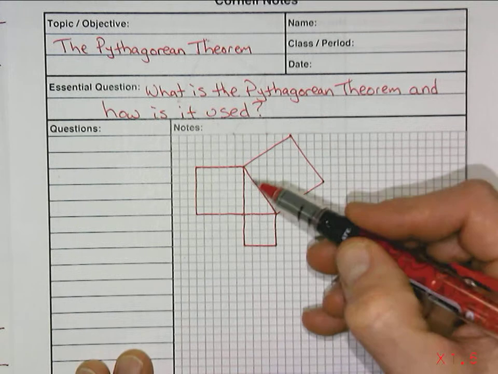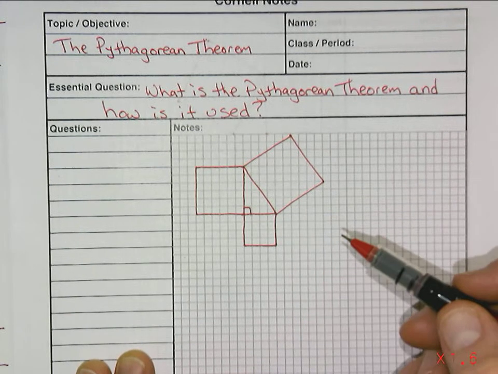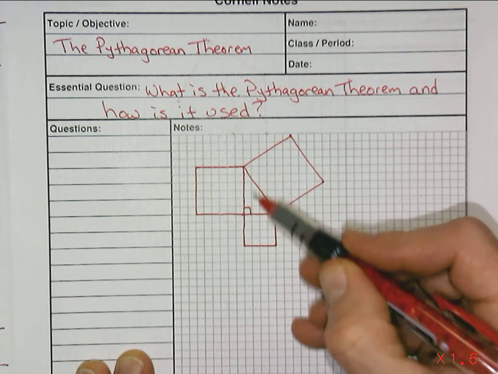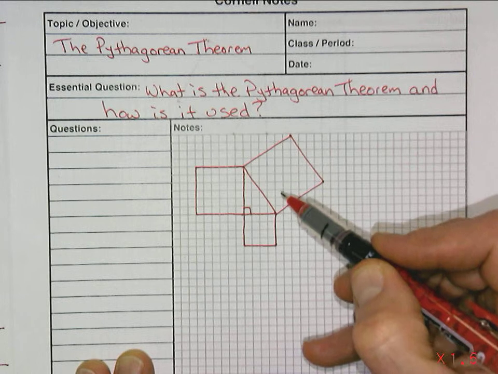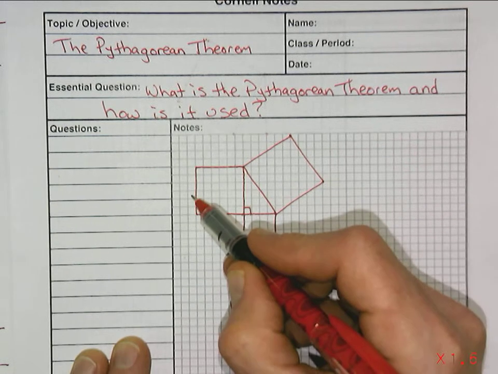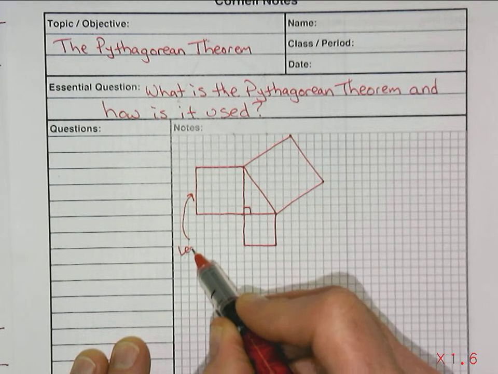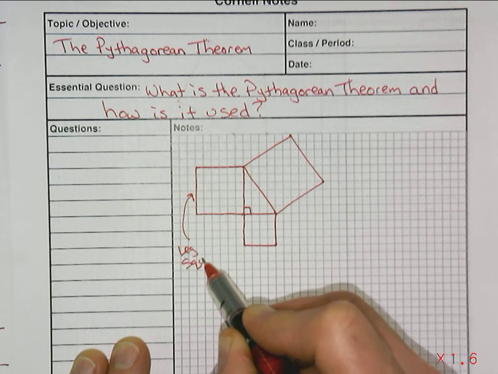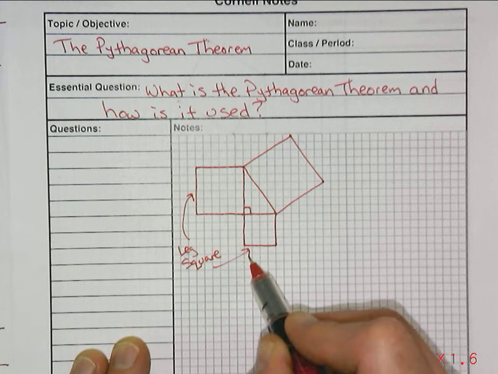So here I've drawn a right triangle, and this represents a right angle right here in this corner of the right triangle with a square drawn off of each of the 3 sides of the right triangle. Now we need some different definitions. This particular square on this side is called a leg square, and so is this one here. So we have 2 leg squares.